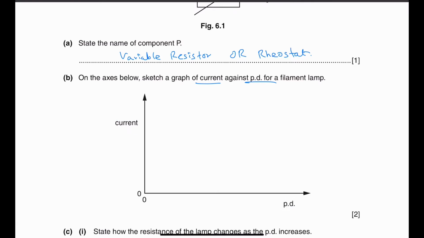Now you are supposed to remember the shape of the current versus voltage graph for three things. Number one is a metallic conductor which is at constant temperature. Number two is a lamp, the filament lamp, which we have to draw right now. And number three is a diode. These are the three things for which you must remember the shape of their graphs, and you must be able to describe the reasons behind the shape of those graphs. So in this particular case, the shape basically looks like this.